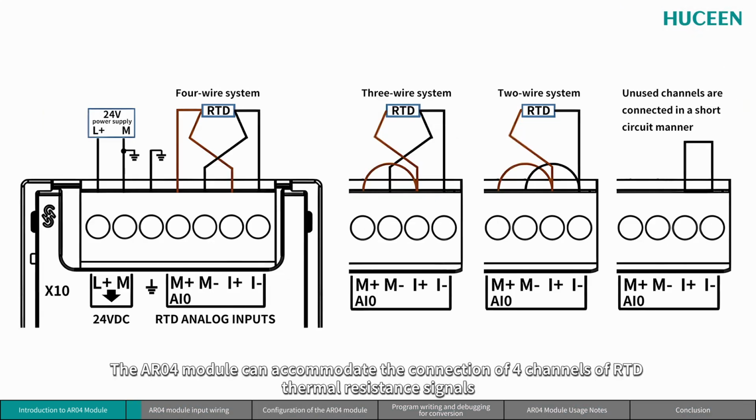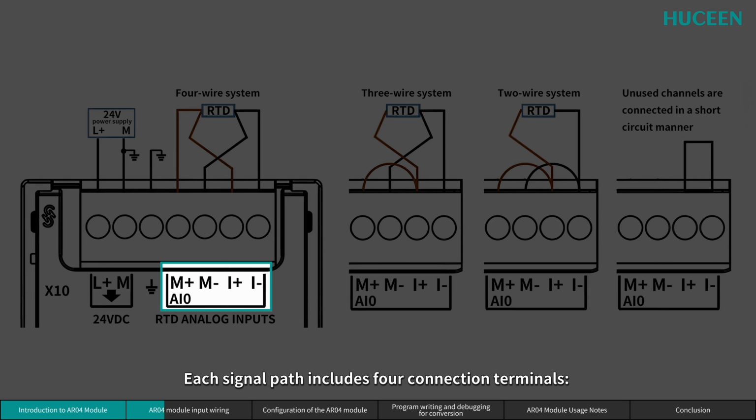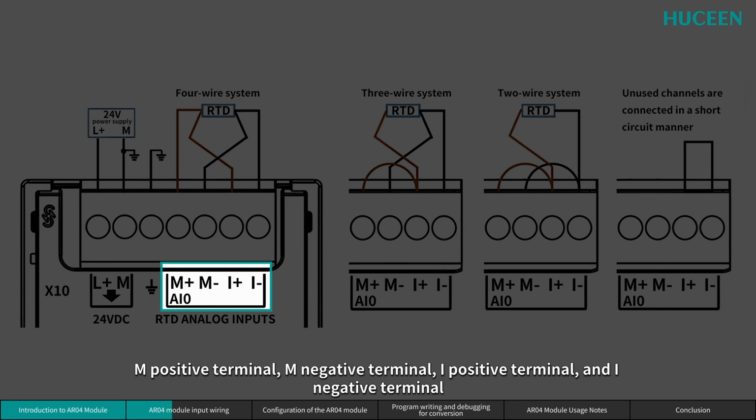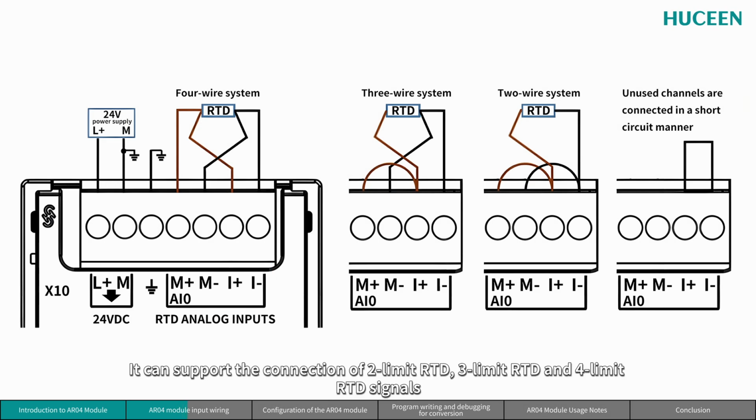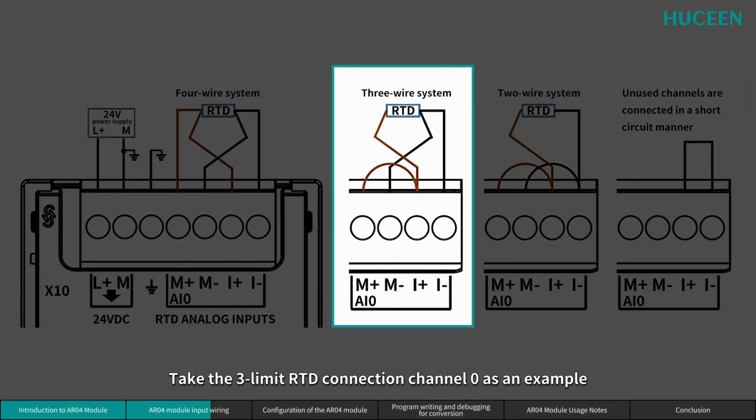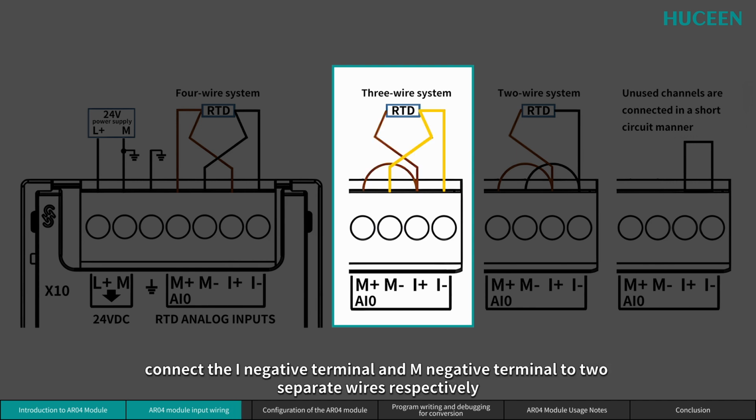The AR04 module can accommodate the connection of 4 channels of RTD thermal resistance signals. Each signal path includes 4 connection terminals: M-positive terminal, M-negative terminal, I-positive terminal, and I-negative terminal. It can support the connection of 2-wire RTD, 3-wire RTD, and 4-wire RTD signals. Take the 3-wire RTD connection on channel 0 as an example. After shorting the M-positive terminal and I-positive terminal, connect one wire. Then, connect the I-negative terminal and M-negative terminal to 2 separate wires respectively.